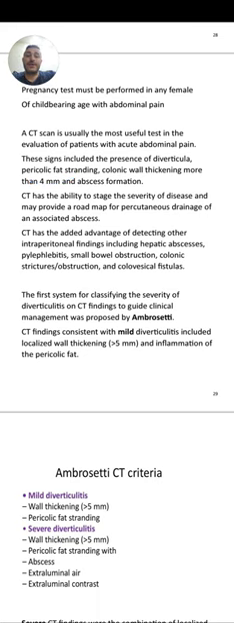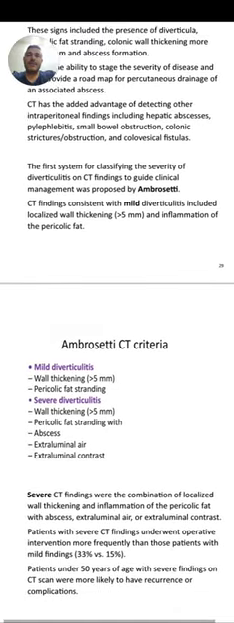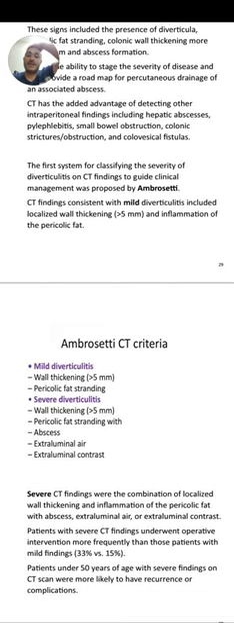There is a classification that classifies the CT findings into mild diverticulitis and severe diverticulitis. And the point is that there is a correlation between the CT finding and the clinical presentation. If you are seeing severe or mild diverticulitis on the CT, this will reflect clinically on the patient.